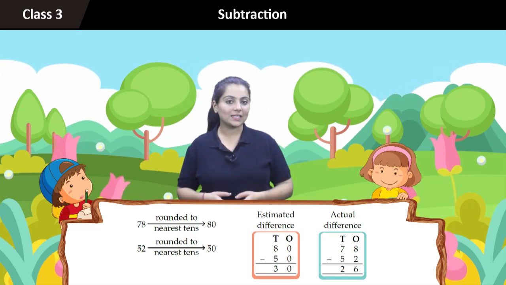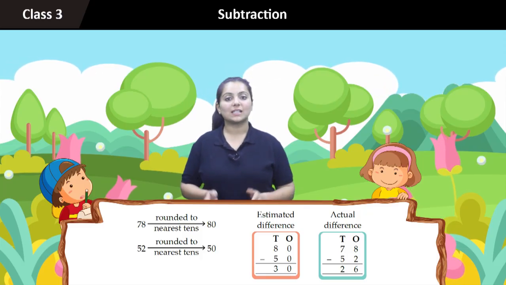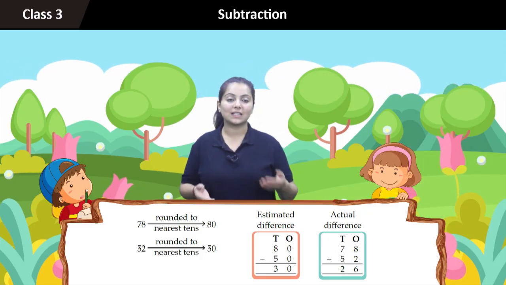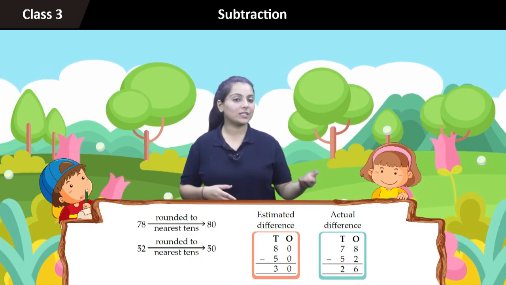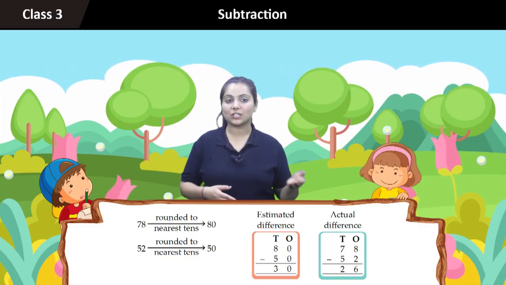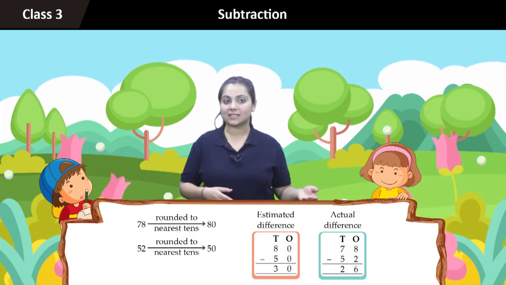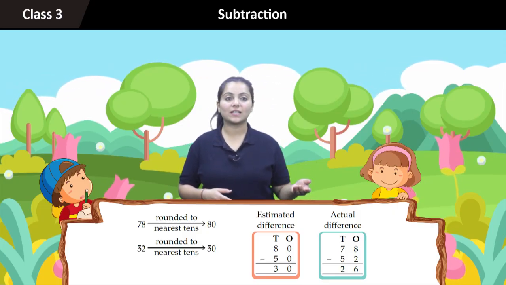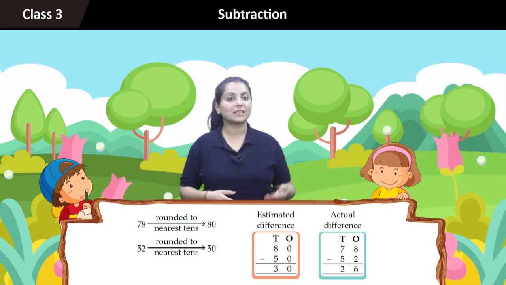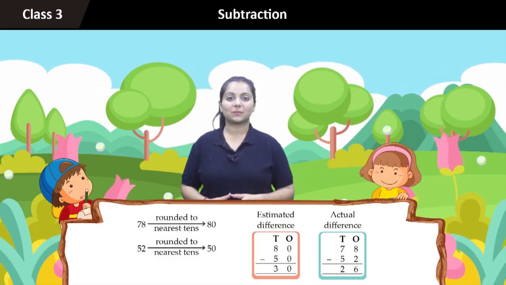0 minus 0 is 0. 8 minus 5 is 3. So estimated difference is 30. Now actual difference. 78 minus 52. 8 minus 2 is 6. 7 minus 5 is 2. That is 26. That is the actual difference.